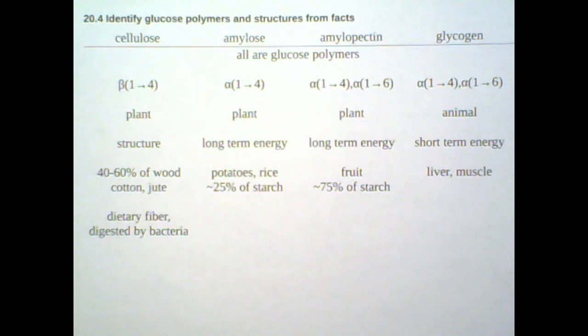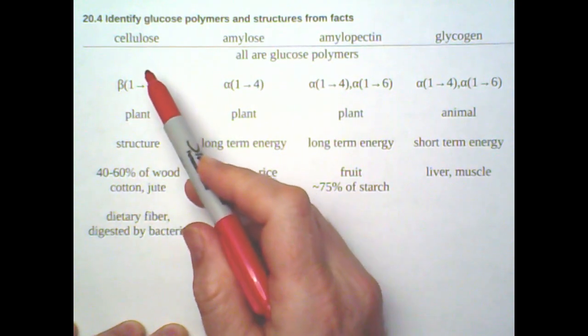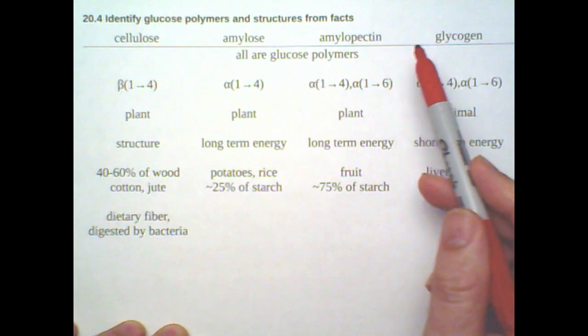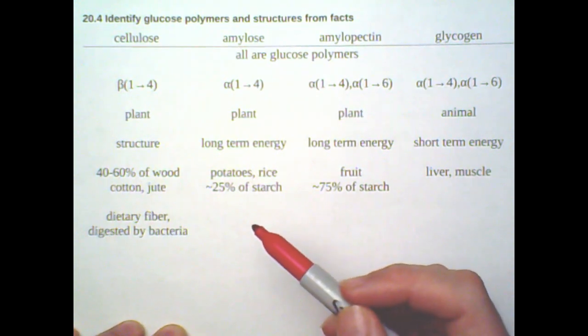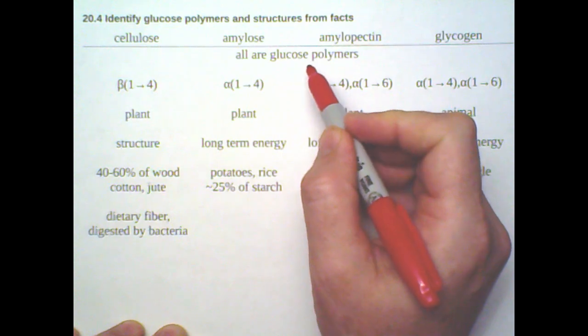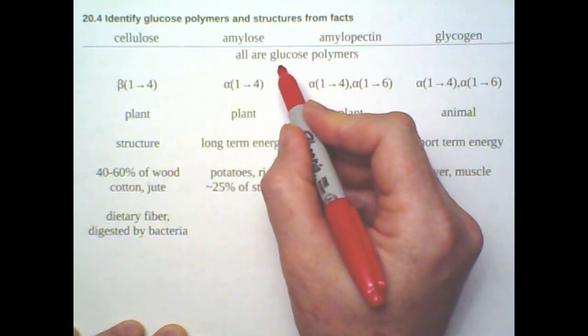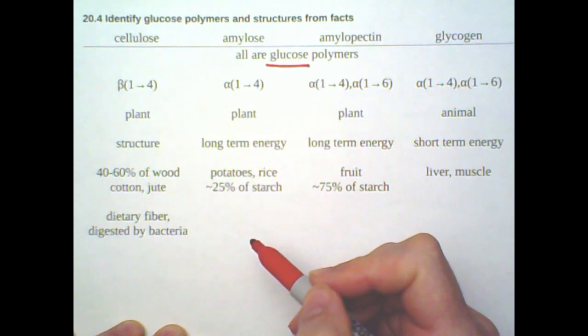Sometimes science is just facts and recognizing facts and interconnected facts. And I'm not going to give you a long video telling you about cellulose, amylose, amylopectin, and glycogen. Just going to go over some of the facts that you commonly need to answer questions about these. They are all built from glucose. The monomer is glucose. If you break them down, every one of them gives you glucose.